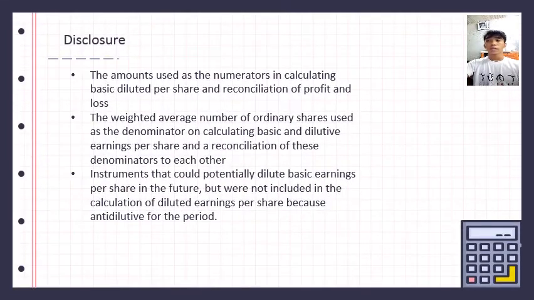The disclosure of earnings per share. First, the amounts used as the numerator in calculating basic and diluted earnings per share, and a reconciliation to profit or loss. Second, the weighted average number of ordinary shares used as the denominator in calculating basic and diluted earnings per share, and a reconciliation of these denominators to each other. Lastly, the instruments that could potentially dilute basic earnings per share in the future but were not included in the calculation of diluted earnings per share because they are anti-dilutive for the period.